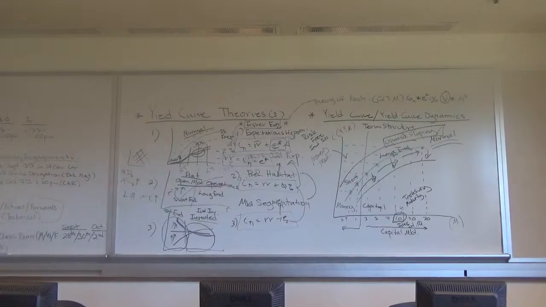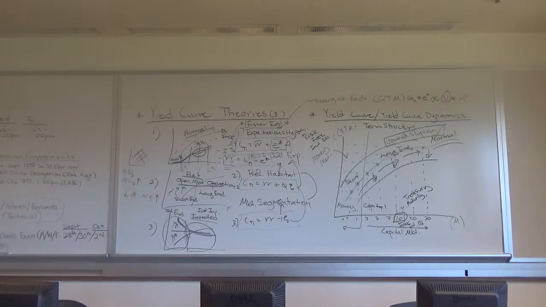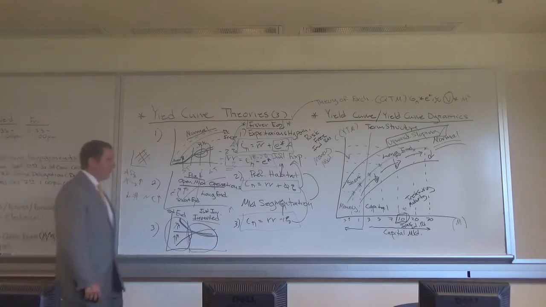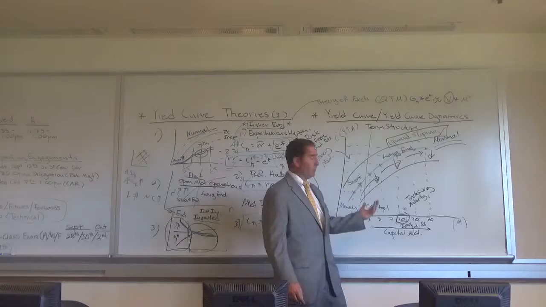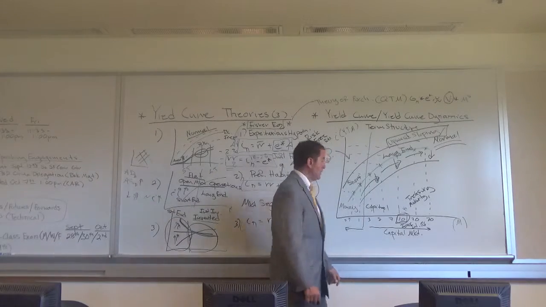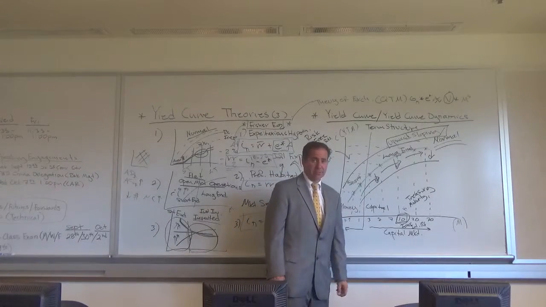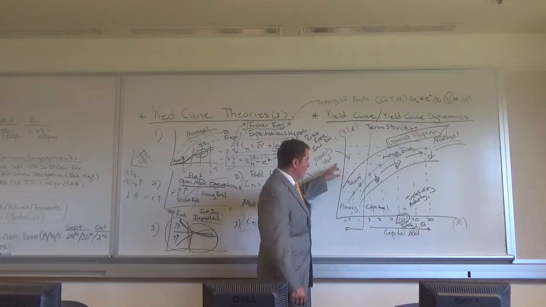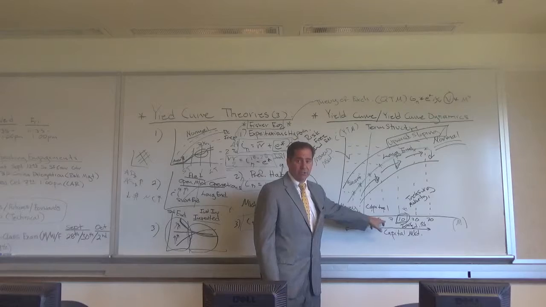Okay, in action. Yield curve dynamics, yield curve theory. The yield curve is basically upward sloping. When it's upward sloping like that, it's called normal. It's also called the term structure of interest rates. It's basically the interest rate or the yield to maturity associated with the maturity of the bond.